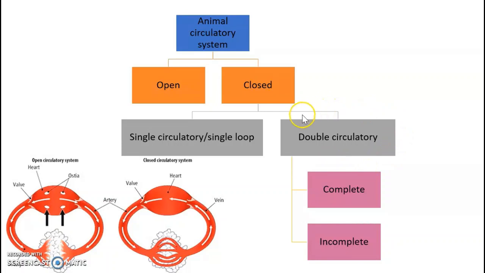For double circulatory system, there are two types. The first we call incomplete double circulatory system. The second is called complete double circulatory system. In incomplete double circulation, the blood comes to the heart through two different routes, but goes out through a single route. But for complete double circulation, there are two separate pathways for oxygenated and deoxygenated blood.